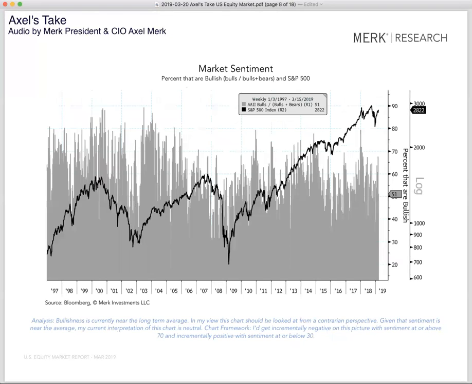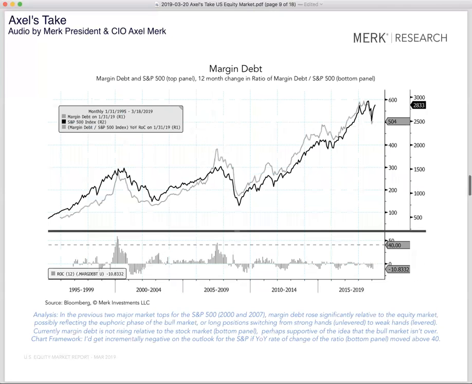Then the American Association of Individual Investors comes out with a weekly survey. That one is somewhat neutral. No euphoria, no panic here.